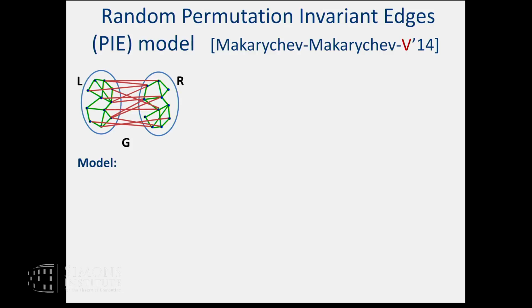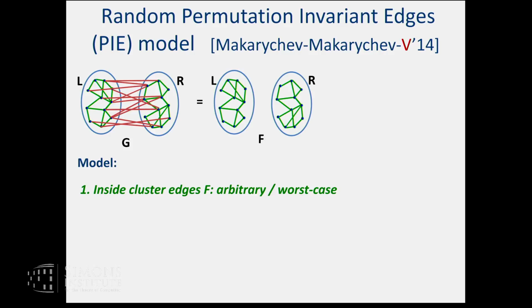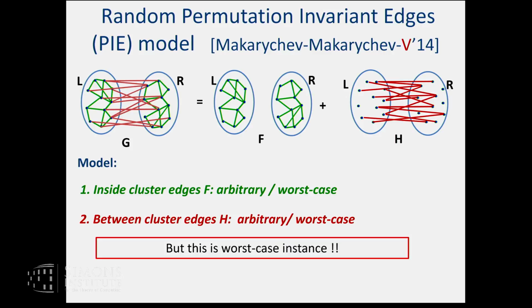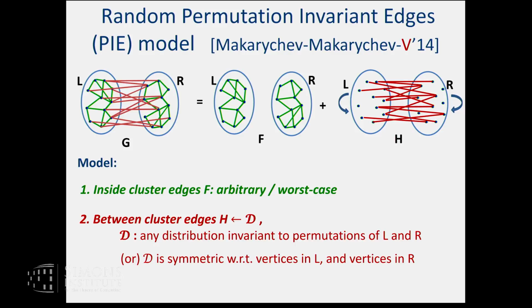Here, you think of this graph as being split into two parts. There is this planted partition L, R that's not known to you. You think of it as being split into a graph inside clusters plus a graph between clusters. Ideally we'd want the edges inside clusters to be completely arbitrary and the edges between clusters to also be arbitrary, but that's not possible because that would be a worst case instance. So what we instead assume is that the inside cluster edges are arbitrary, and the between cluster edges come from any distribution that is permutation invariant.